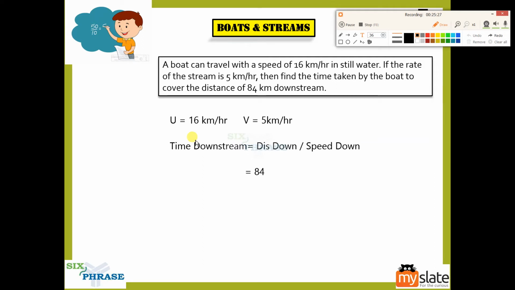So you do 84 divided by the speed downstream. What is the speed downstream? u plus v. So what is u plus v? It is 16 plus 5, which will give you 21. So 84 by 21 will give you 4 hours. So 4 hours is the correct answer, guys. No need to change anything because all the units are correct. Speed is in kilometers per hour, and you can also see the distance is in kilometers. So no need to change the units here.